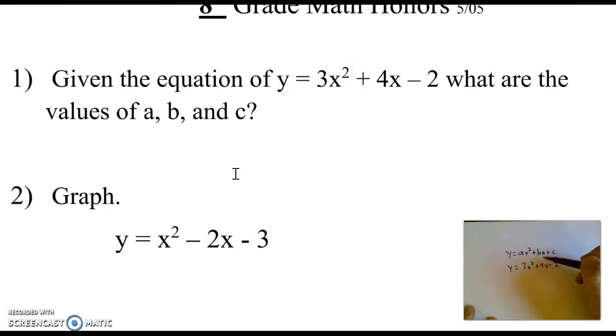The value of b is how many x's you have, which is 4, and the value of c is always the y-intercept, which is not 2, it would be a negative 2 in this case. So that will come in handy in a few lessons from now.